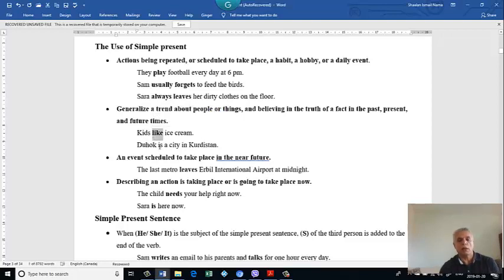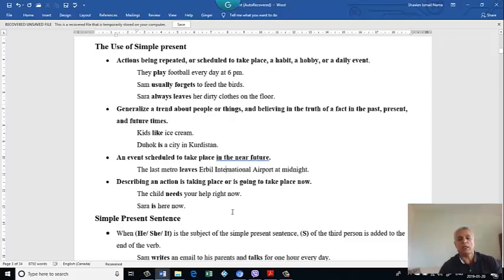Or you could say Dhaka is a city in Kurdistan. And we know here my main verb is the auxiliary verb. Or sometimes we say an event is scheduled to take place in the near future. For example, the last metro, which is my subject, leaves, that's the main verb, Erbil International Airport at midnight.